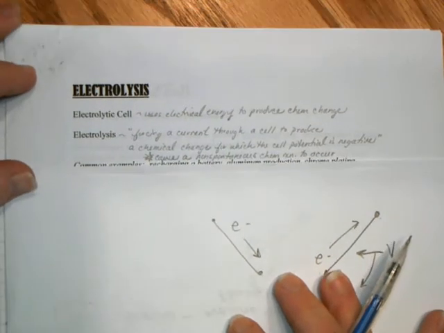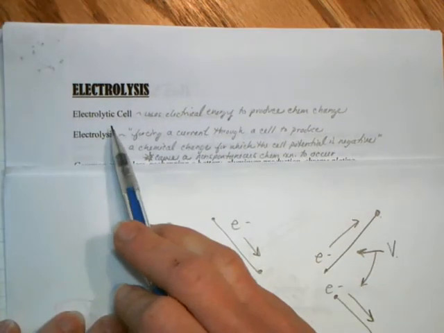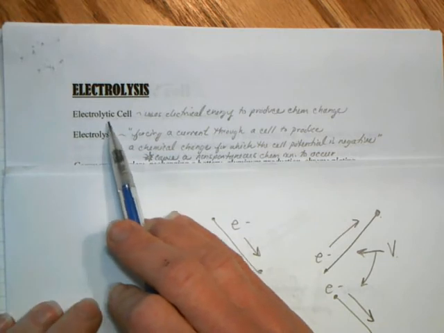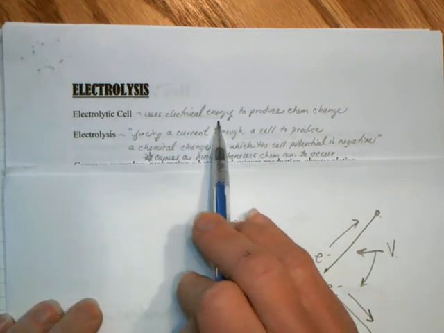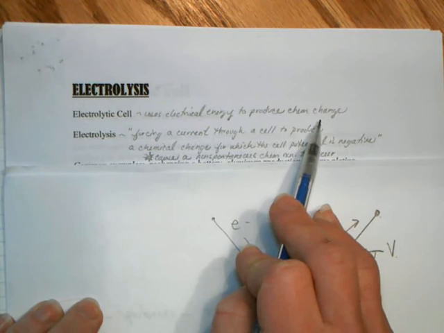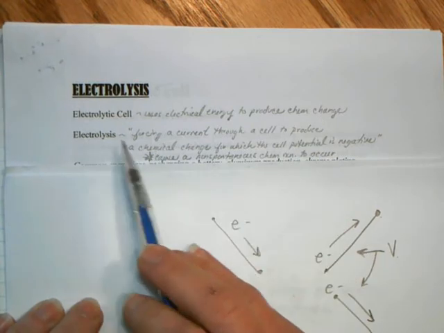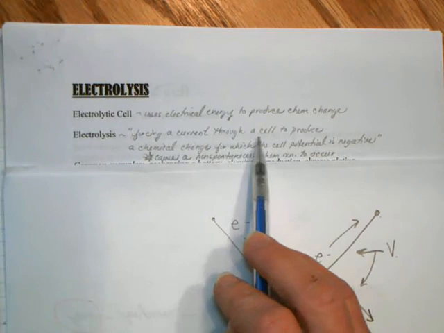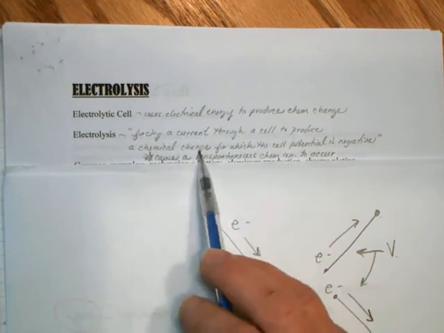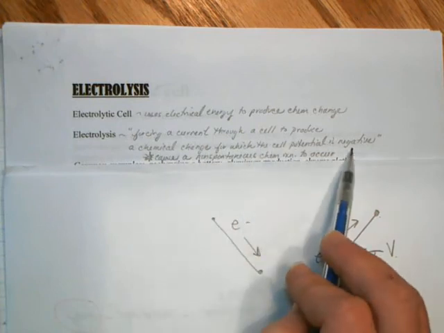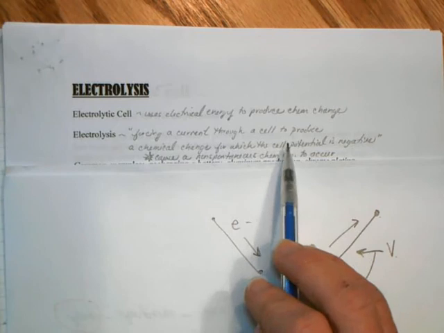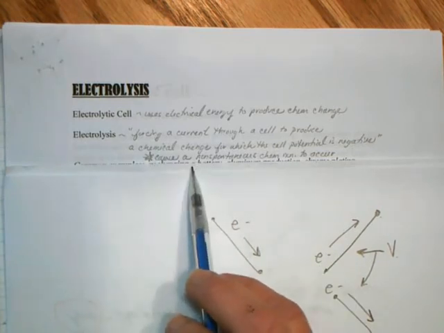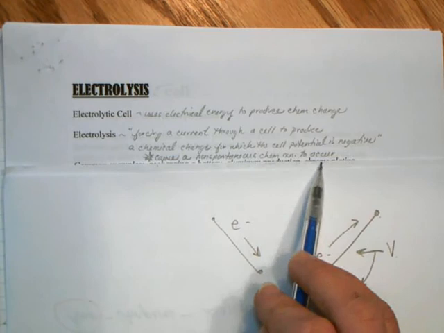In electrolysis, you use an electrolytic cell instead of a galvanic or a voltaic cell. An electrolytic cell uses electrical energy to produce the chemical change. Because electrolysis requires forcing a current through the cell, which will produce a chemical change for which the cell potential is negative, which means it's non-spontaneous. Or we can simply say electrolysis is causing a non-spontaneous chemical reaction to occur.